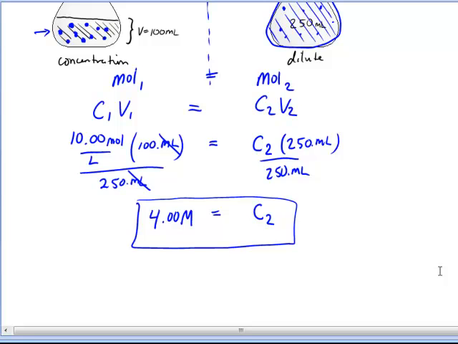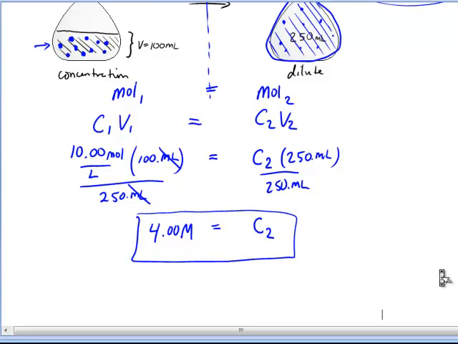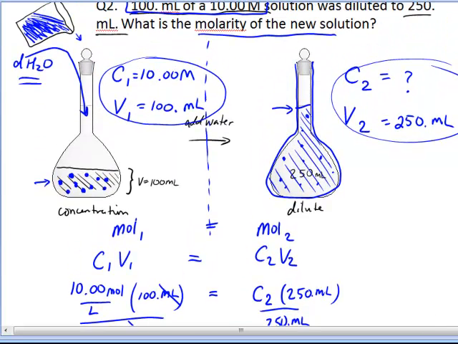So the final volume is 4 molar. Let's go ahead and take a look and see if that makes sense. If we're starting with 10 molar, and let's just say to conceptualize this, we have 100 milliliters to start with, and let's say that instead of 250 we make it 200 milliliters. If we go from 100 milliliters to 200 milliliters, then we're basically diluting it in half, right? So a 10 molar goes to 5 molar.